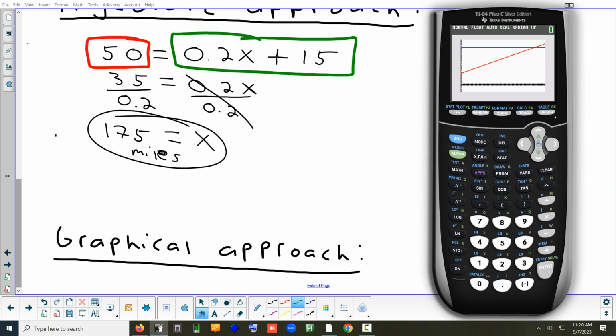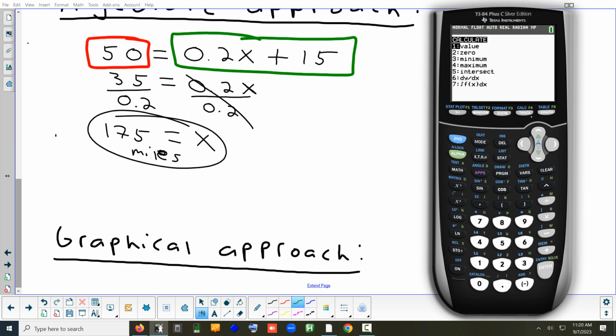Okay, so we can see it. We're definitely not going to try to sit here and count tick marks to figure out how far over it is. The calculator can tell us exactly where they cross. This is how you do it. So you press the second button, and then there's a button up at the top that says Calc. It's right above Trace. So press second, Calc.